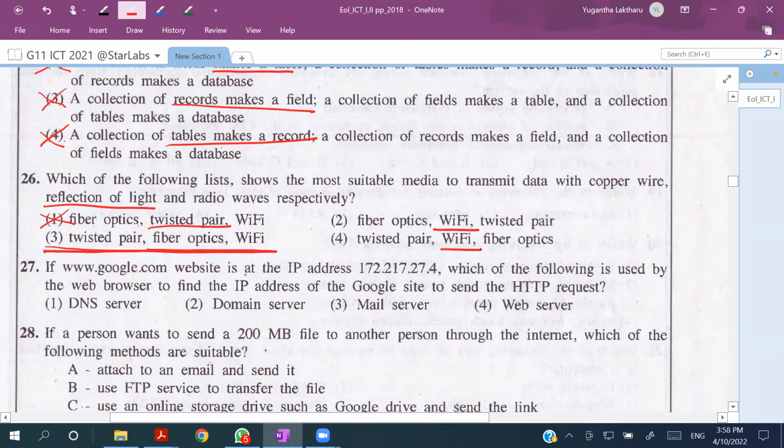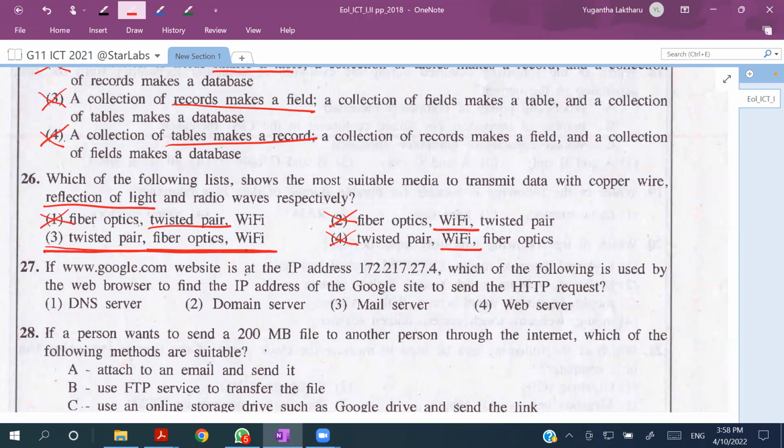Here we got Wi-Fi in these two, so it's not going to be the reflection of light. So the third answer is going to be the answer. Twisted pair, it has copper wire. Fiber optics, it uses the reflection of light. Radio waves, yes, Wi-Fi is made out of radio waves.